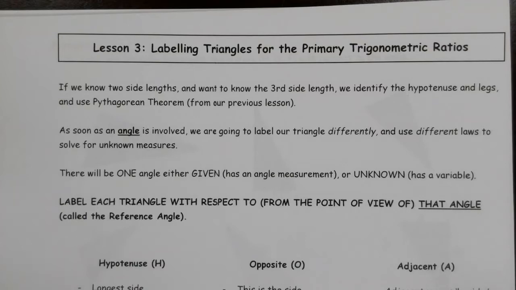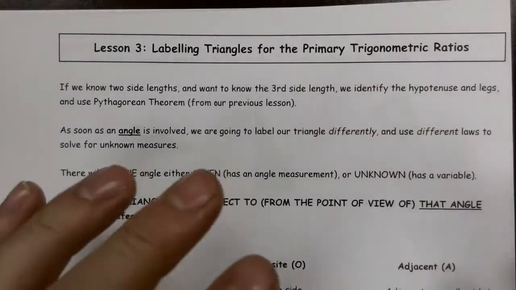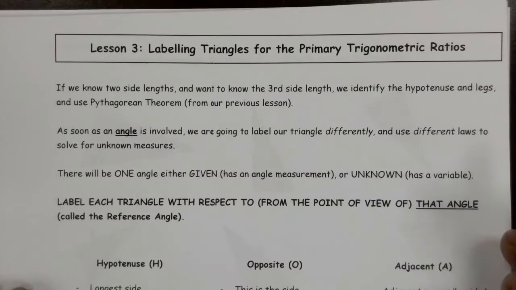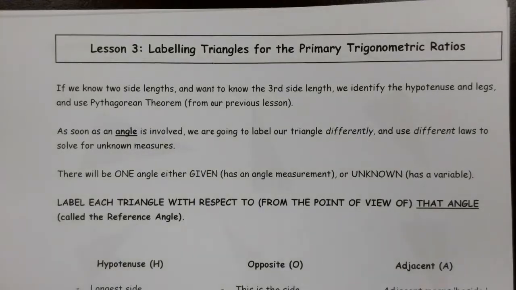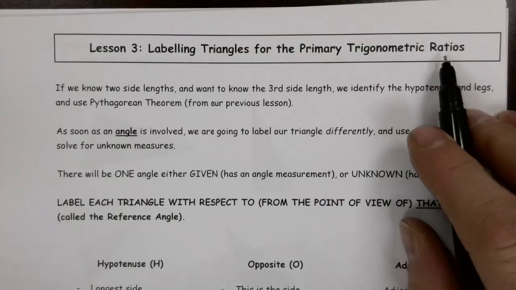Okay, in this lesson here, we're going to really start to get into the meat and potatoes of trigonometry. But we're going to take a small step in this direction because we want to make sure that you understand how we're going to adjust the labeling just a little bit. We're going to add one other layer to the labeling here. So, labeling triangles for the primary trigonometric ratios.